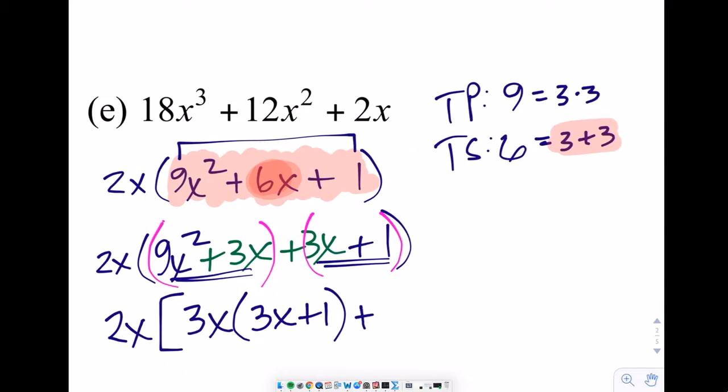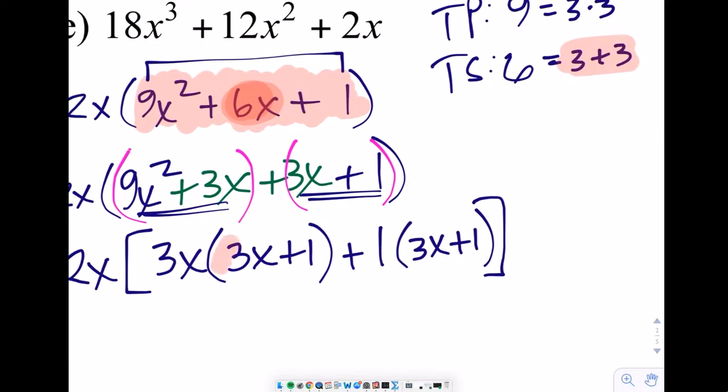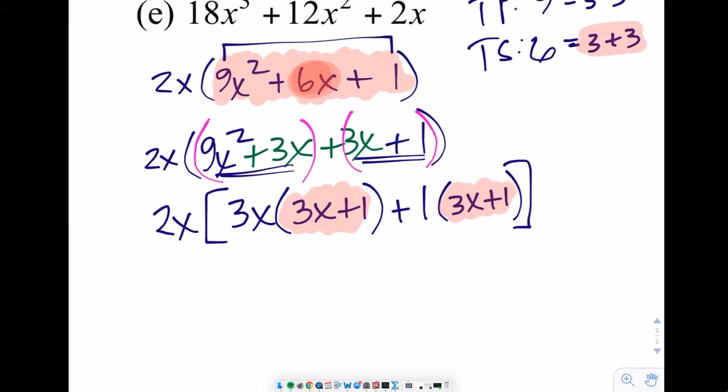Plus, there's really nothing common in the second one, so you're left with, if you want to put a 1 there, a 3x plus 1. And then you close beefy brackets. Now, if you do it this way, my brackets that I have there are required, because without them, the 2x would not be multiplied by the entire quantity. Now what you do is inside the brackets, you're going to have a binomial common factor. Okay, guaranteed. In this case, 3x plus 1, 3x plus 1. So the 2x I'm just going to rewrite.